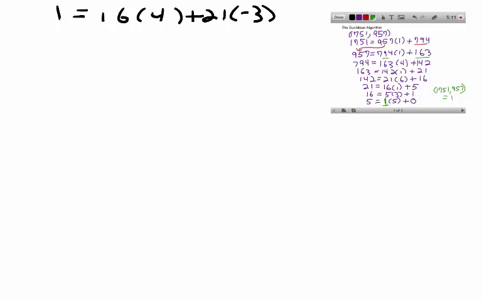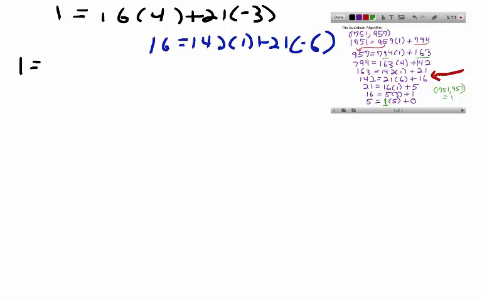Next, we're going to move up one line and set the equation equal to 16. So we have 16 equals 142 times 1 plus 21 times negative 6. And we'll substitute this for 16 in the line above.